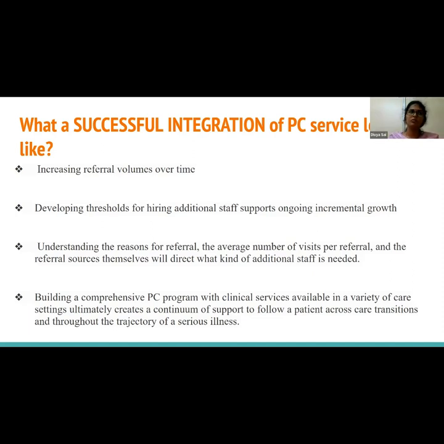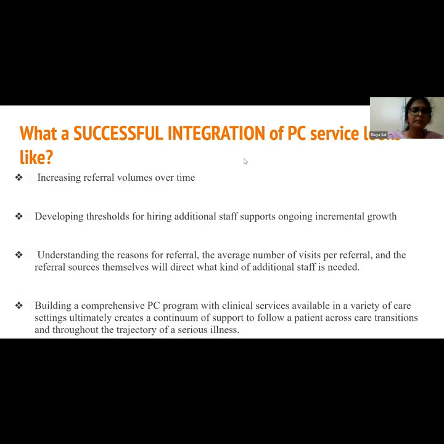So depending on needs, like I've mentioned already, on a needs-based criteria, we make sure which member of the team has more requirement and what these basic requirements are, and additional staff has to be recruited basing on these requirements. Building a comprehensive palliative program with clinical service available in a variety of cancer care settings ultimately creates a continuum of support following a patient across the transition throughout the trajectory of the illness.